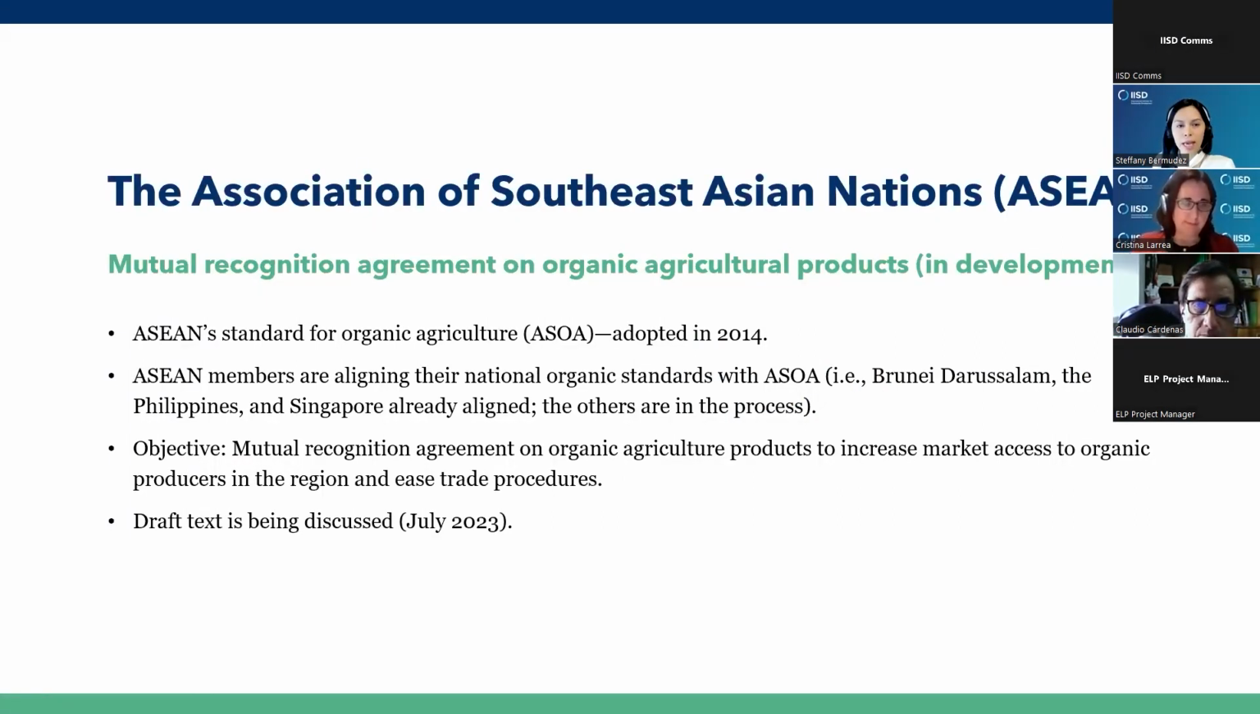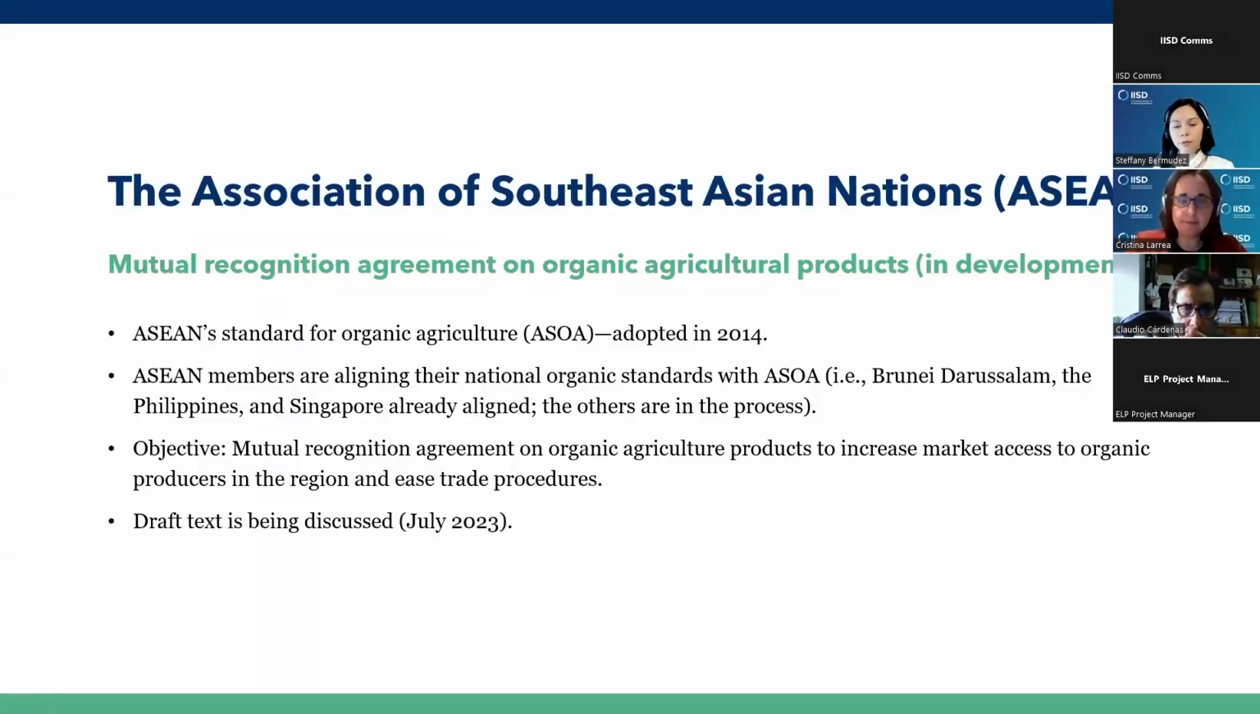Southeast Asian Nations. And this is an ongoing initiative that looks promising to the region. Currently, the ASEAN members are making efforts to align their national organic standards with the standard for organic agriculture of the ASEAN that was adopted in 2014. So far, the national standards of Brunei Darussalam, the Philippines, and Singapore are aligned, and the remaining member states are revising their national standards. So the next step is the development of this mutual recognition agreement on organic agricultural goods. And this is an initiative that is being led by Thailand.